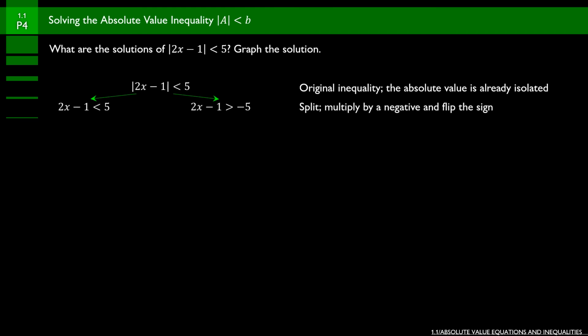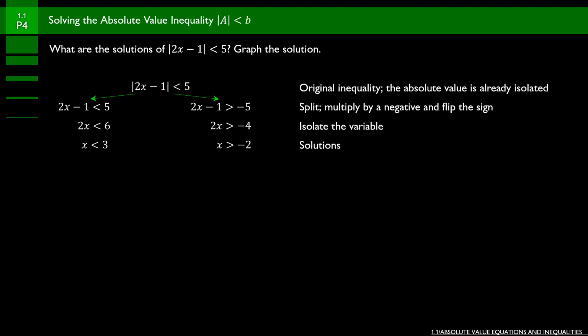So it looks exactly the same as the original absolute value. All we've done is drop the absolute value signs. The second inequality is going to be 2x minus 1 is greater than negative 5. So what we've got to do is flip the sign and make the quantity on the right side negative. Now in both inequalities, we need to add 1 to both sides. So we're left with 2x is less than 6 and 2x is greater than negative 4. Then divide out the 2. x is less than 3, and x is greater than negative 2.